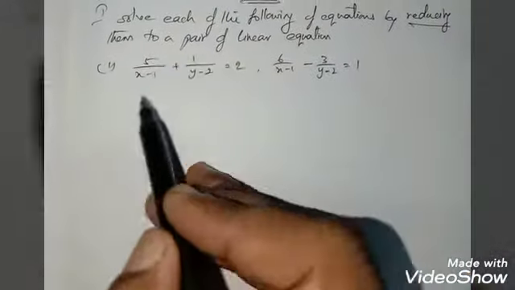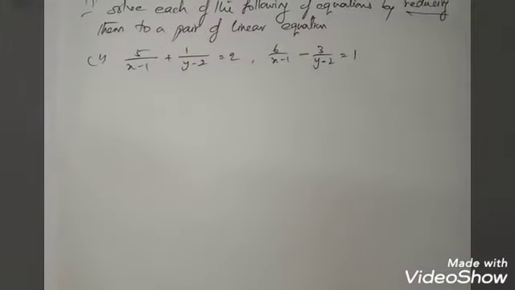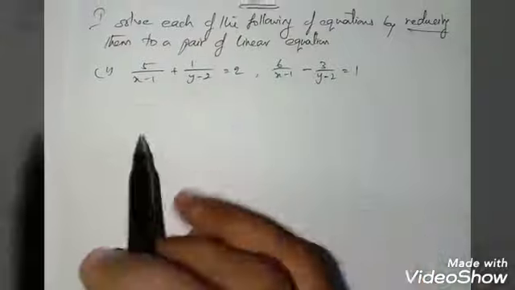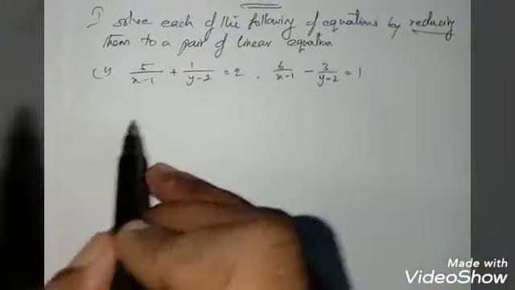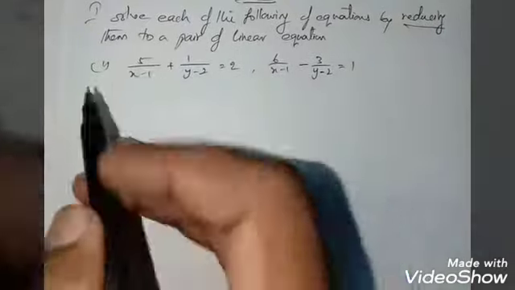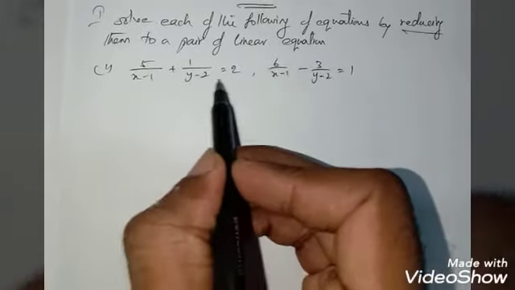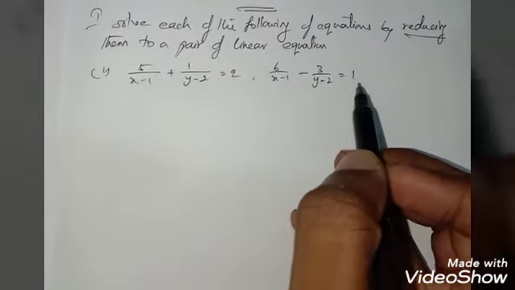Reducing in the sense that if you have the same variable, you reduce it in terms of another variable and then solve it using any one of these methods. So let us do one problem based on the reducing method. Your question is given as 5 by x minus 1 plus 1 by y minus 2 equal to 2, and 6 by x minus 1 minus 3 by y minus 2 is equal to 1.